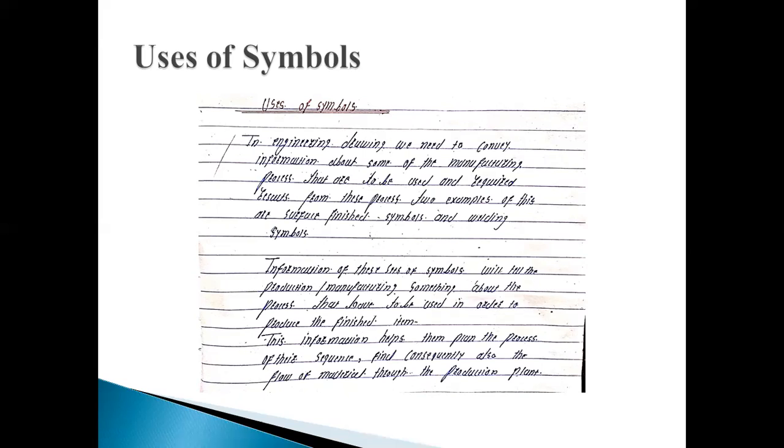Information from the set of symbols will tell production and manufacturing some things about the process that has to be used in order to produce the finished item. This information helps them plan the sequence of the process and consequently also the flow of material through the production plant.